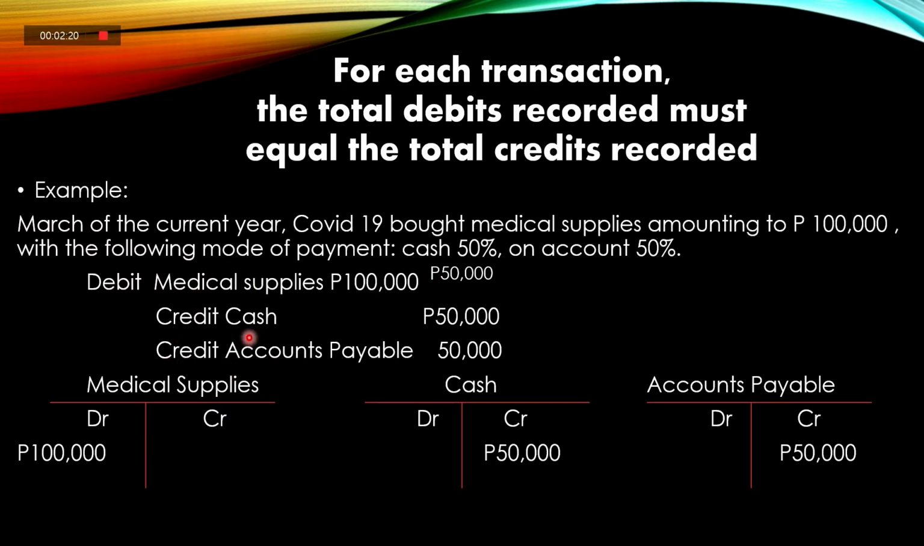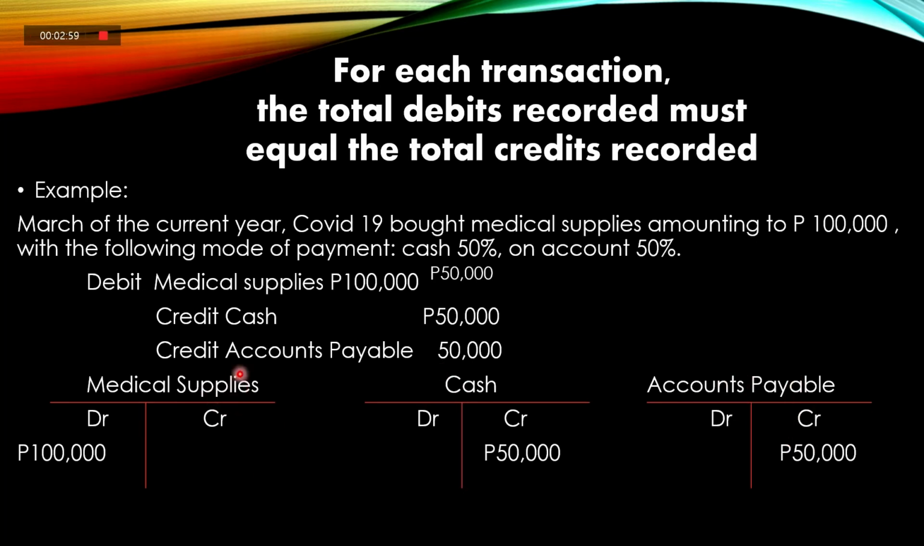Based on the transaction, medical supplies amounting to 100,000 pesos is on the debit side, so we record it on the left side. On the other side, cash 50,000 pesos is a credit, and accounts payable is 50,000 pesos. We can observe from these three account titles that we have two assets, the medical supplies and the cash, and one liability, which is the accounts payable.